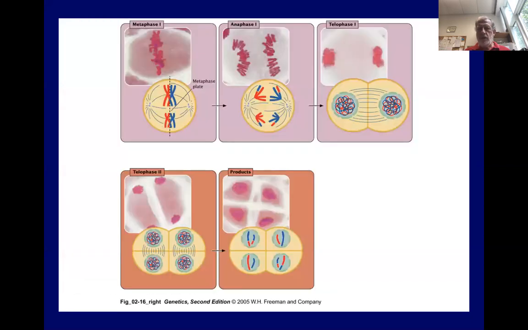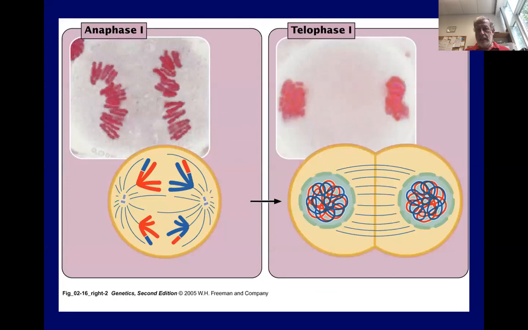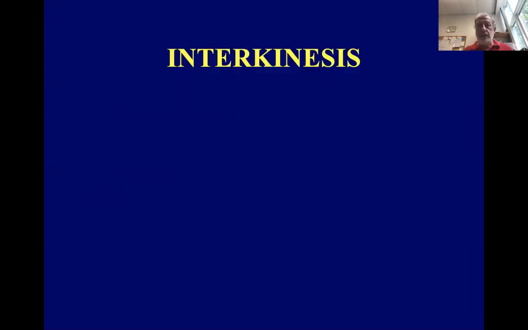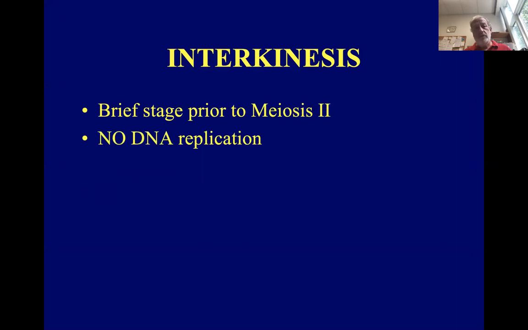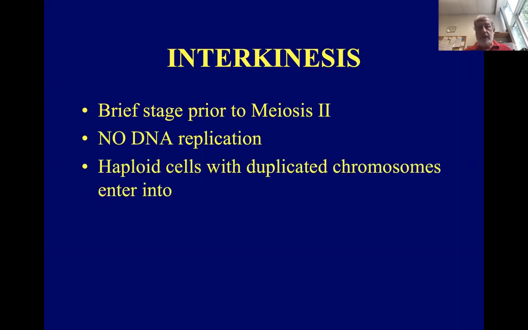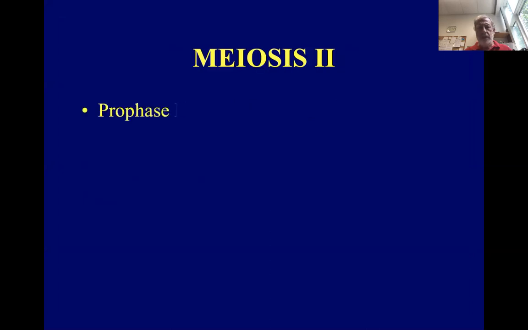Metaphase and anaphase 1. Review of some of what's going on in the various phases. Interkinesis is a brief stage in between meiosis 1 and 2 with no DNA replication. So now we've got haploid cells with duplicated chromosomes that enter into meiosis 2.